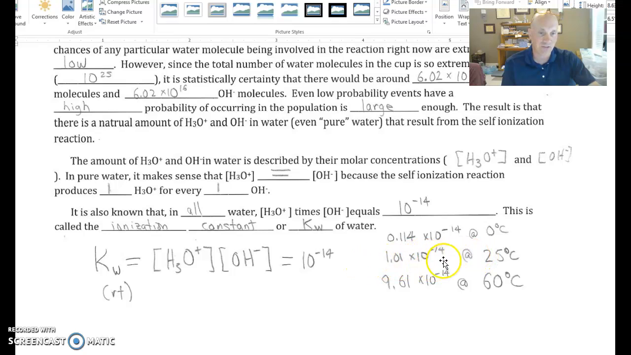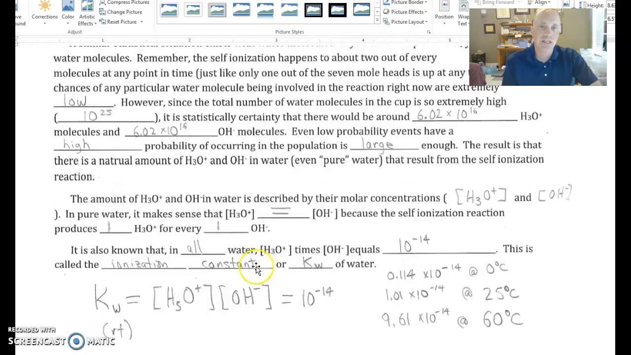And notice that that is very, very close to 10 to the minus 14th. So that's why a lot of times it's simplified to that number. But notice if you chill that down to about 0 degrees, this product right here, the amount of this times the amount of that, is going to be lower. It's going to be 0.114 times 10 to the minus 14th. So there's not nearly as much.